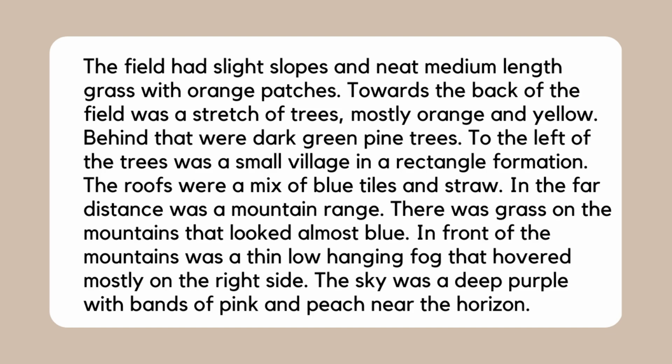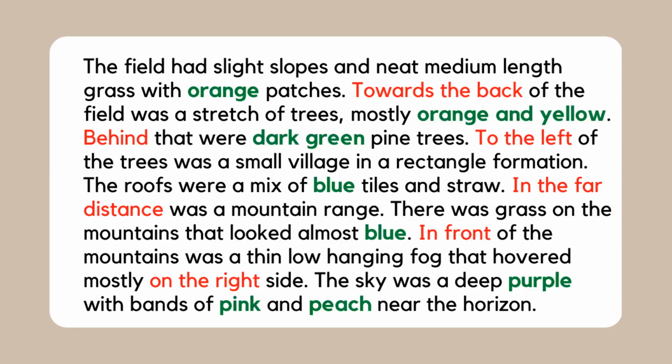Here we see some very common forms of over-describing that are prevalent in amateur writing. Unnecessary or excessive information about the positions and directions of objects: towards the back, behind, to the left, in the far distance, in front, on the right. Too many colors: orange grass, orange and yellow trees, dark green trees, roofs of blue, grass that looks blue, a sky that looks purple, pink, and peach. It's obviously okay to use colors and directional words sometimes. We just want to make sure that we're not overdoing it and that we're not holding so tight on the reader that we're putting a big burden on them to sift through all of this information.